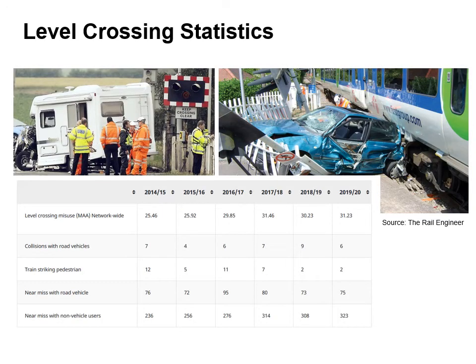So these figures were taken from Network Rail's website. You can see that over the years there's been a number of issues associated with collisions with road vehicles, trains striking pedestrians, near misses with road vehicles, and so on.